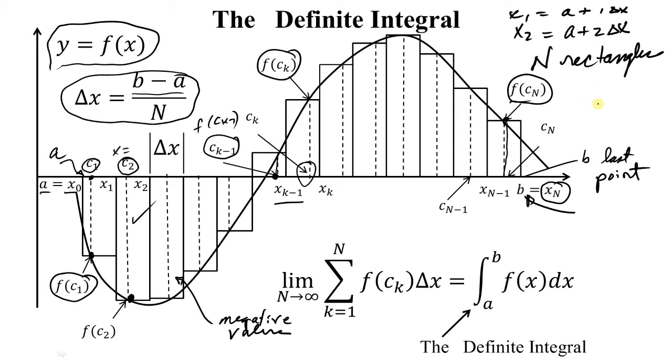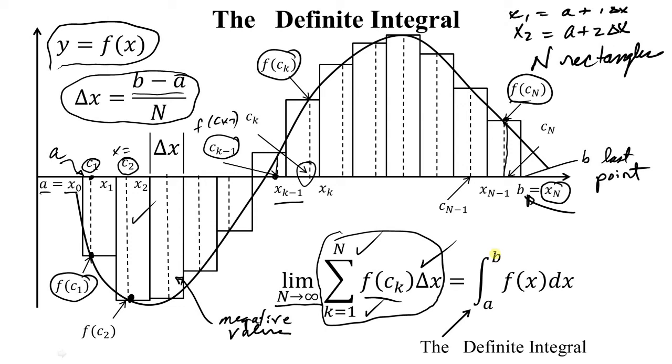And what we do is we sum up all of these rectangles, and the sum would be the width of the rectangle, which is delta x, times the height of each rectangle, which is f of c sub k, and we sum from k equal 1 to n. But then we take the limit as n approaches infinity.